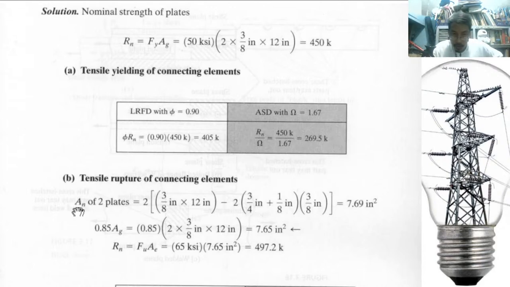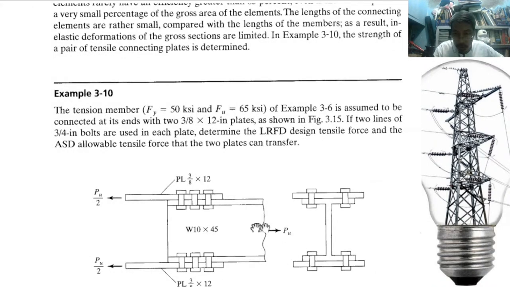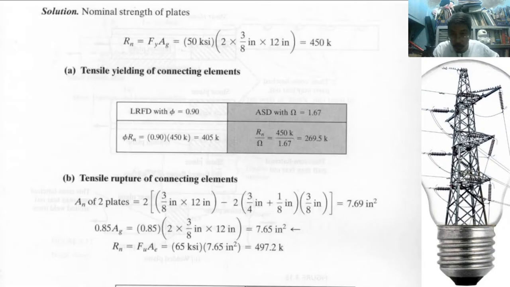Then go to the rupture part. For rupture, we need the net area. So net area of two plates, 2 times this one, minus the bolt hole. How many bolts? There are 2. Why 2? Because we are not looking longitudinally, we are looking transversely. This one, this one, this one and this one. That is 2, so we are looking in transverse. That's why we have 2.